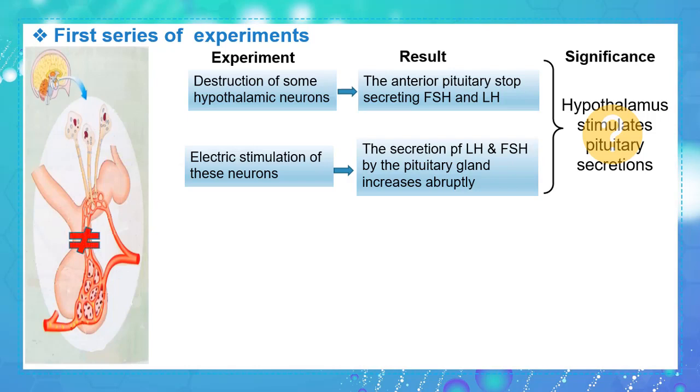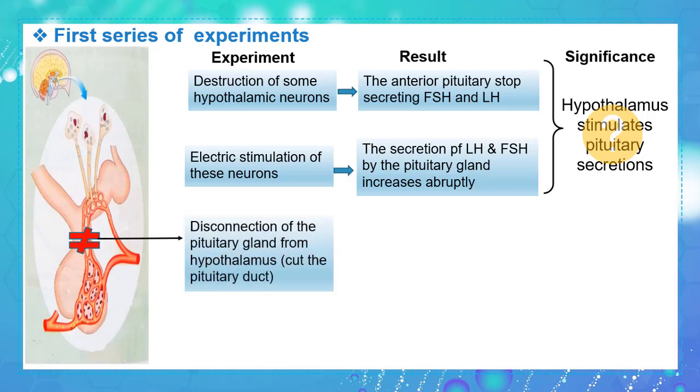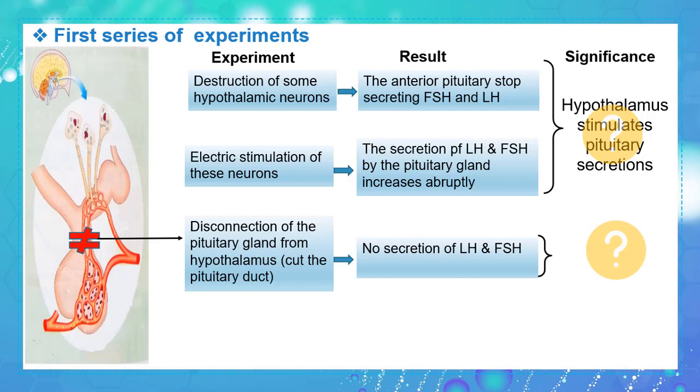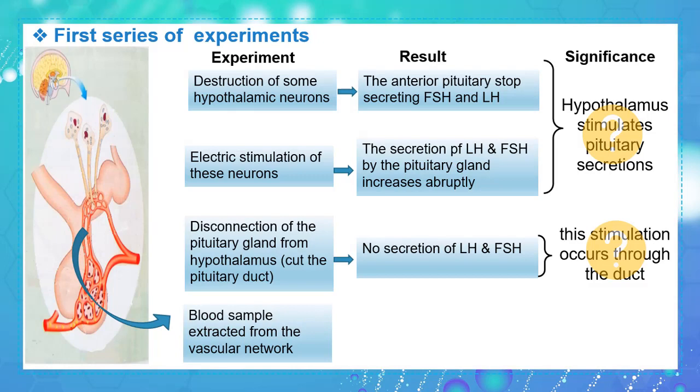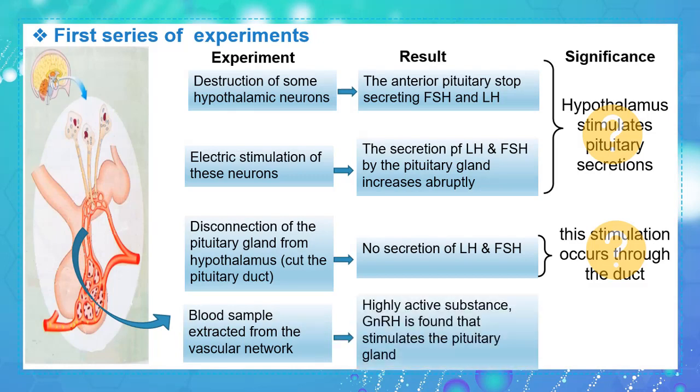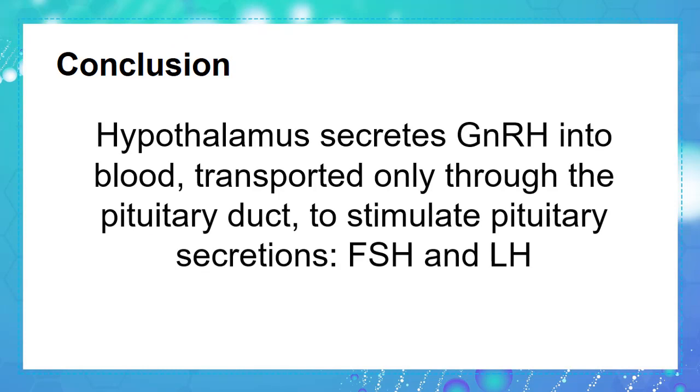But when the pituitary duct is sectioned to disconnect the hypothalamus from the pituitary, secretions stop as well. What additional significance does this experiment provide? Do you agree that this indicates that the communication between hypothalamus and pituitary is dependent on this duct and occurs strictly through it? Now, as we said before, blood taken from the vessels within the pituitary duct is found to be rich with the hormone GnRH, which suggests that the hormone is responsible for the stimulation of the pituitary gland. So as a conclusion, hypothalamus secretes GnRH into blood, transported only through the pituitary duct to stimulate pituitary secretions FSH and LH.